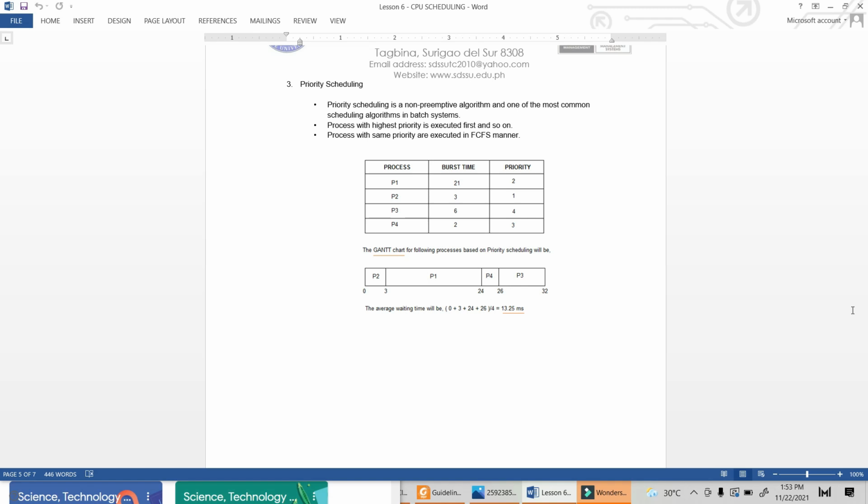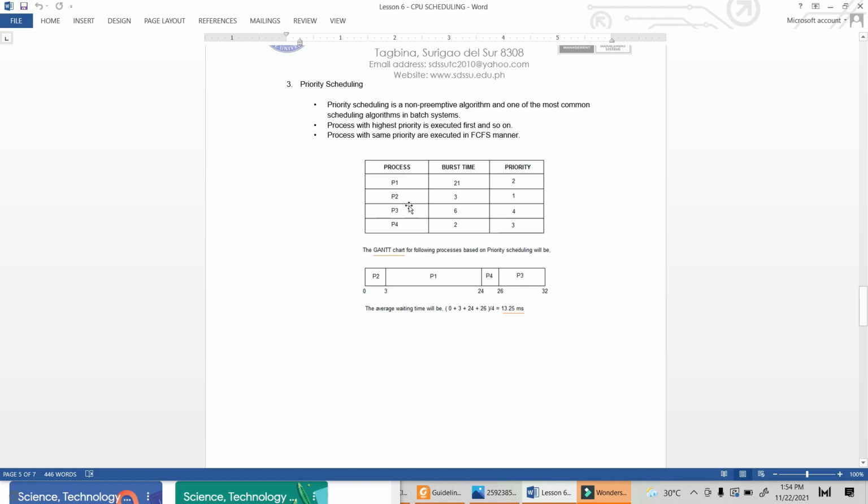So it says here again that priority scheduling is a non-preemptive algorithm, and one of the most common algorithms in batch systems. The process with the highest priority is executed first, and so on. Processes with the same priority are executed in the first come first served manner. So same, we have P1, P2, P3, P4. Burst time is still the same: 21 milliseconds, 3 milliseconds, 6 milliseconds, and 2 milliseconds for those processes respectively.